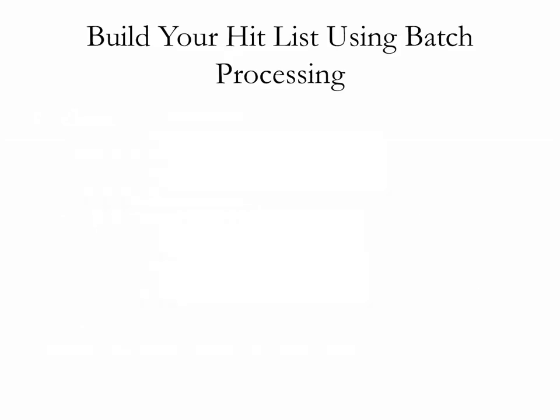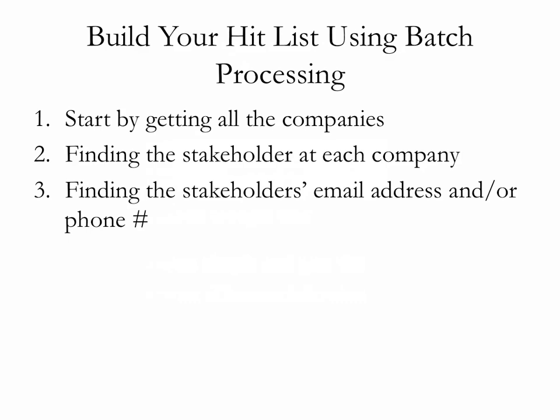Now, when I go about building my hit list, I think the most effective way you can do it is using batch processing. If you're not familiar with batch processing, it basically means doing all the same tasks at once to avoid task switching. So what this looks like is I'm going to go ahead and find all the companies I could potentially work with first, and just focus on getting that company section of the hit list filled out.